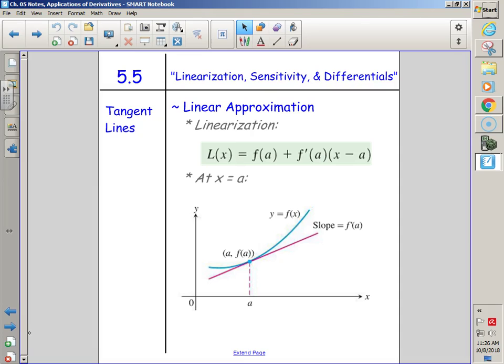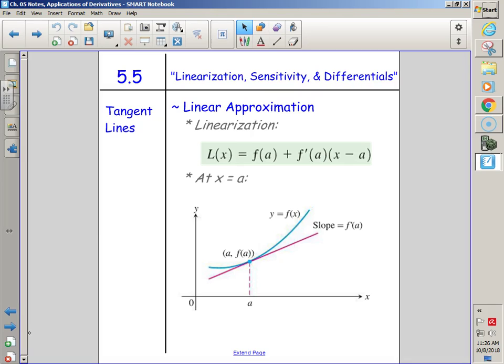Y minus y1 equals, wait, that's not what you see. What did they just move? They just moved the f of a. And they just renamed y to be L of x, standing for line. Okay, that's cool. So they named y L of x to represent the tangent line itself.